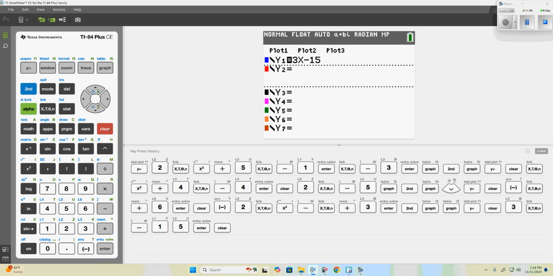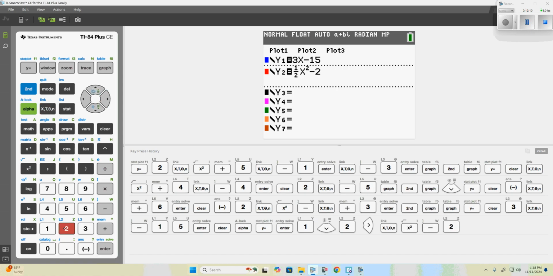If we want to type a fraction into the calculator, it is alpha, y equals, enter. So alpha, y equals, enter. When we say 1/2 x squared minus 2x minus 7. Questions on how we type that in or how we get that typed in?